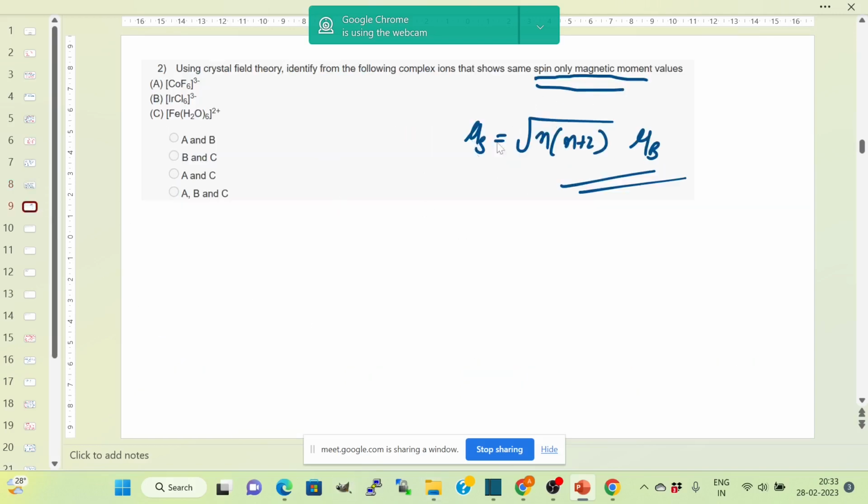So here the spin-only magnetic moment equation is root of n into n plus 2 Bohr magneton, where n is the number of unpaired electrons. Use this formula and let me know in the chat box which is the right option.